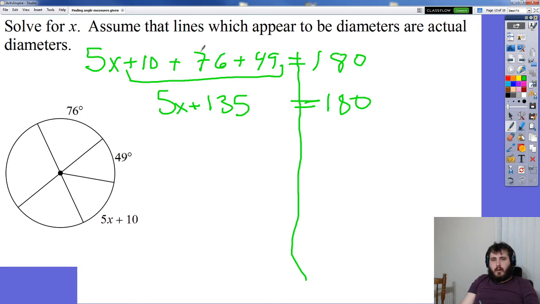I'm always concerned about my arithmetic in my head. I don't always get it right. 70 and 40 is 110, plus 10 is 120. 6 and 9 is 15, 135. Okay, so I'm pretty convinced that I did it right.